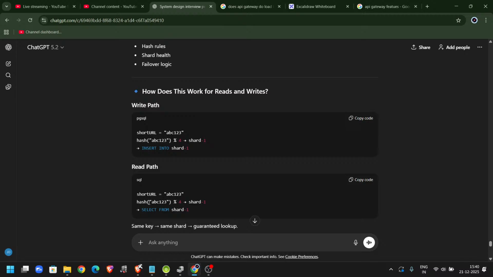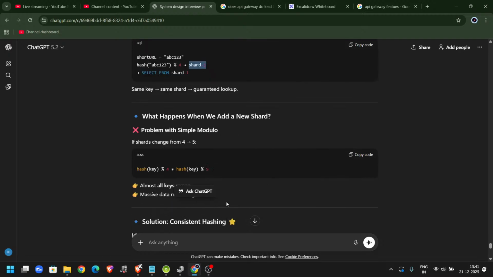Oh, the hash algorithm maintains it. Okay, so when we are putting the information, I did not consider it. While putting the information, we have to choose the shard out of 4. While choosing the shard, we take the hash algorithm, put the short URL in the hash algorithm, and we get something back. Then if we do modulo 4, it would point to shard 1. The same thing will happen while reading also.